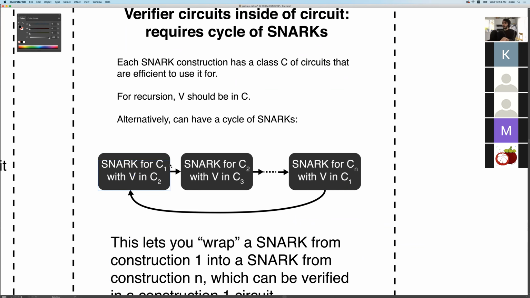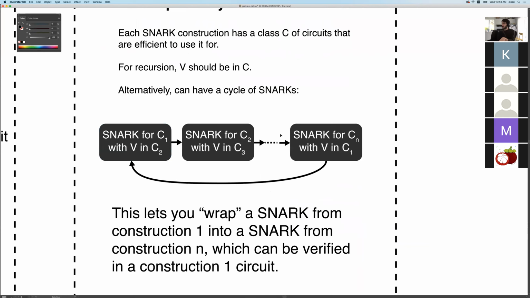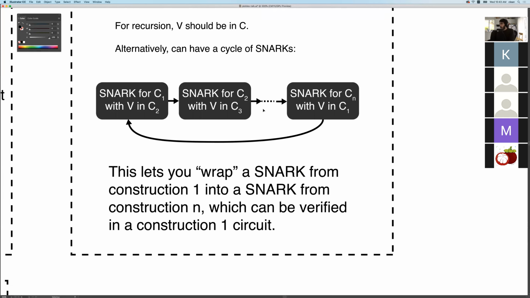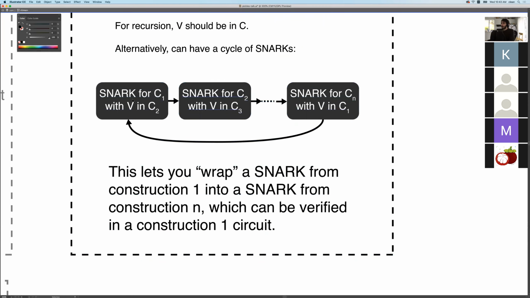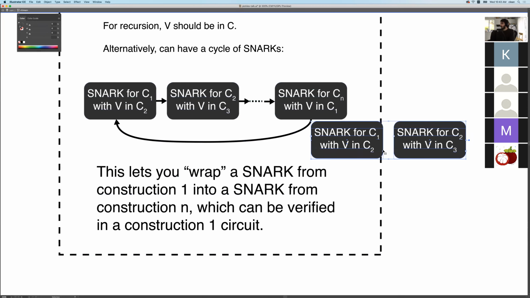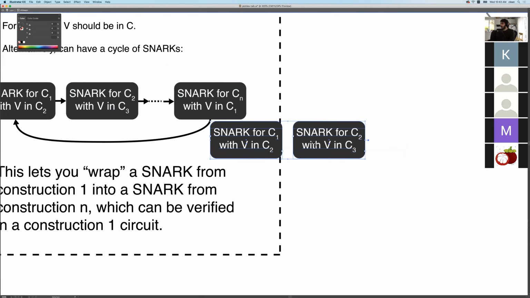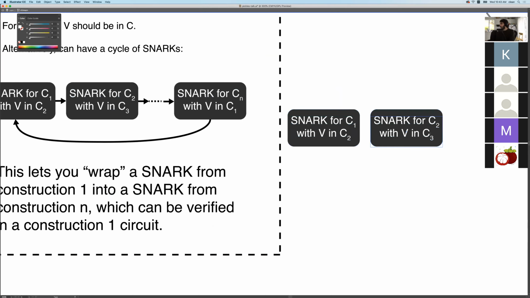So, in practice, the cycles that one would probably use are cycles of length 2. So that would just be 2 SNARKs: a SNARK for C1 whose verifier is in C2, and a SNARK for C2 whose verifier is in C1. So what's the idea here? I'm not sure, I can't really add the arrow.